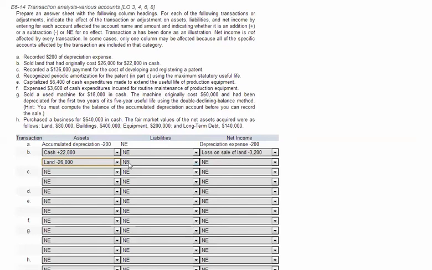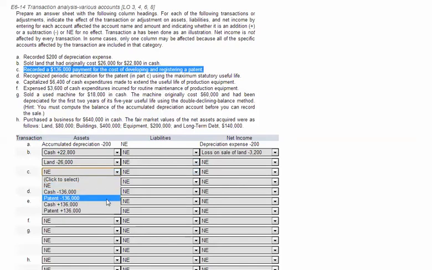Let's look here. C, recorded $136,000 payment for the cost of developing and registering a patent. Well, anytime we pay for anything, our assets are going to go down, specifically cash. So cash will go down by $136,000. And in exchange for that, we're going to get a patent, which is an asset. It's an intangible asset. You can't touch it, but it has value. So assets, patents in this case, will go up.